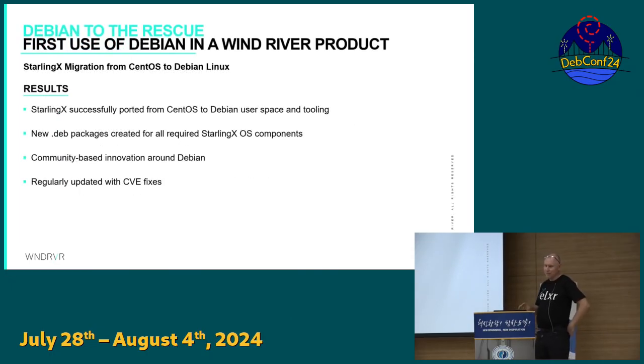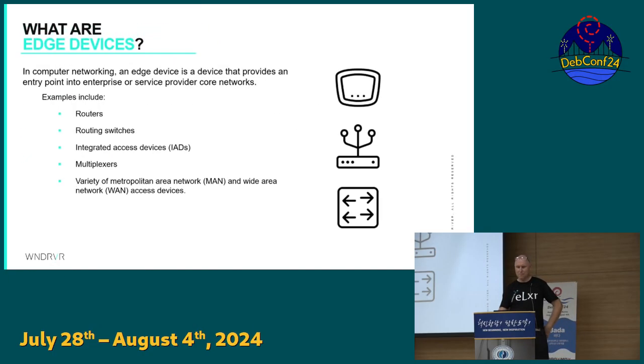So yeah, in the end, the journey to Debian with StarlingX was challenging, but very rewarding. And at this point, StarlingX is actually in deployment, as I said, on thousands of nodes for 5G RAN applications. Now, one of the other things that we learned while doing this work on StarlingX was that Debian is very suitable for running on edge devices.